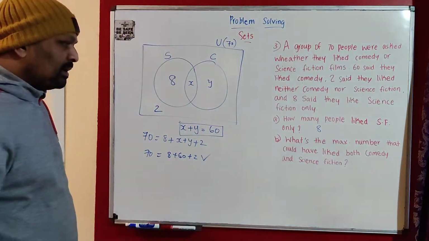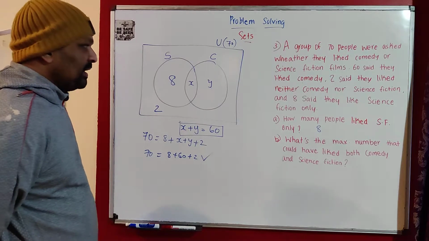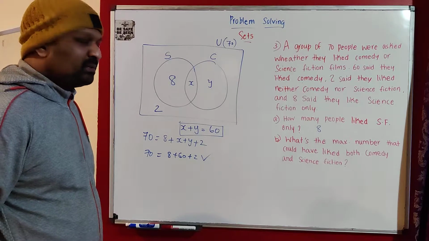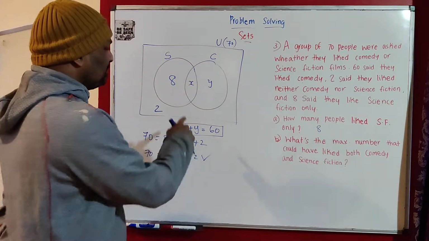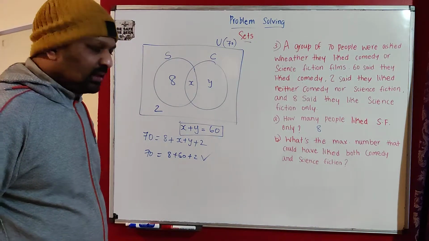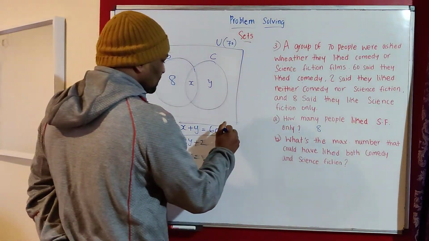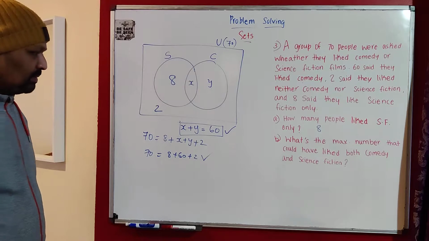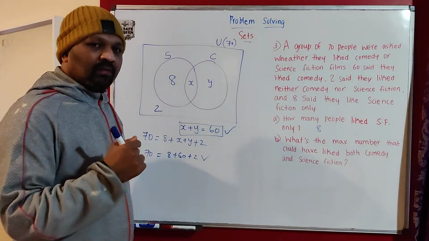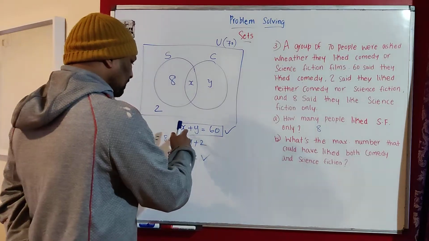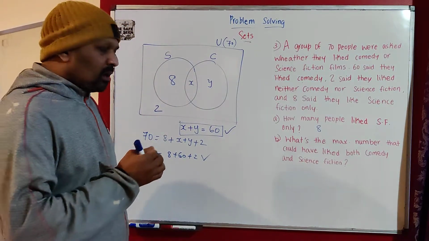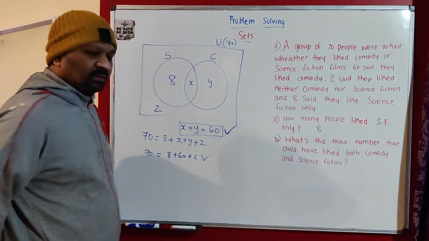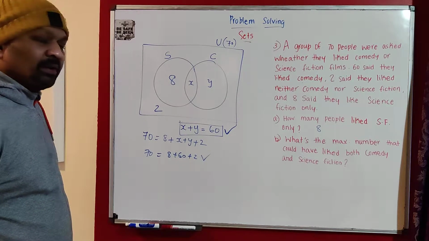What is the maximum number that could have liked both comedy and science fiction? The maximum number. That means what is the maximum value of x? We have only one equation, x plus y is equal to 60. There are no two equations. If you have two equations, you can clearly solve for x and y. We are given only one equation, and using that, what is the maximum value of x so that this equation will be satisfied?